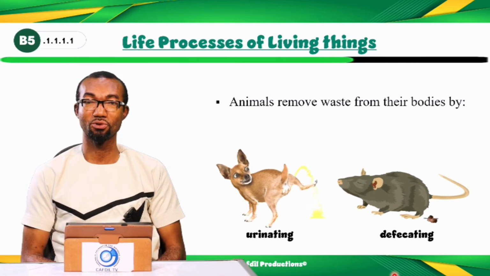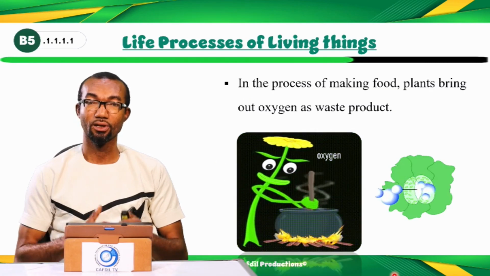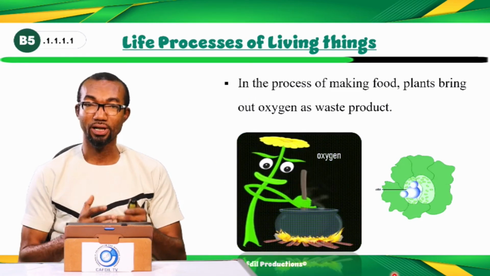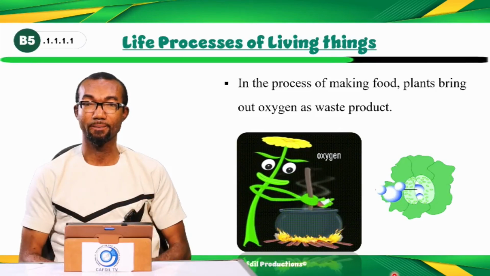So animals also remove waste through urinating and defecating. In the process of making food, plants also bring out oxygen as waste.